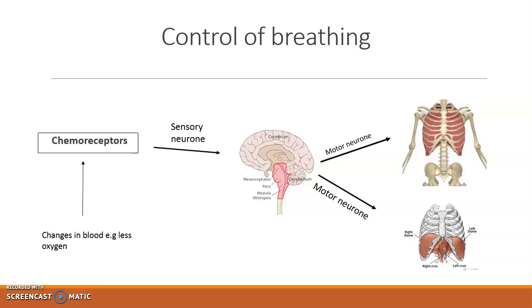The Hering-Breuer reflex is when stretch receptors in the lungs send impulses via the vagus nerve to the brain to terminate inspiration in order to prevent overexpansion of the lungs. So this is a protective action for the lungs.